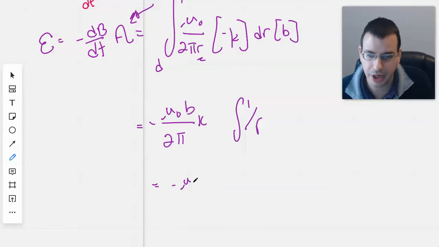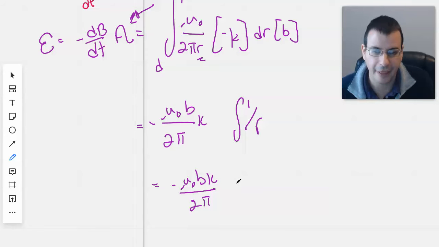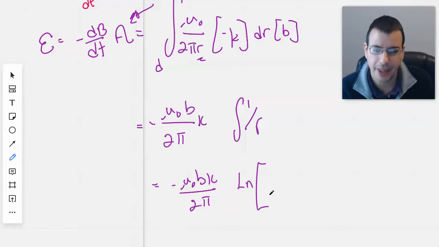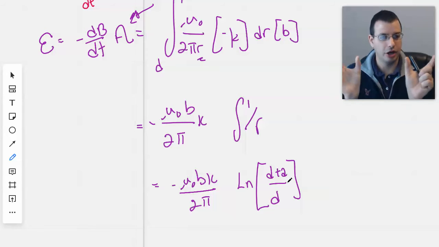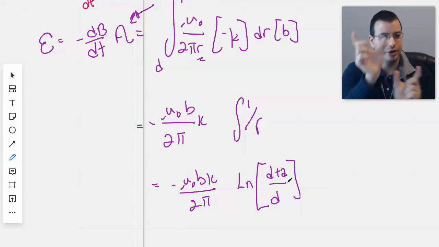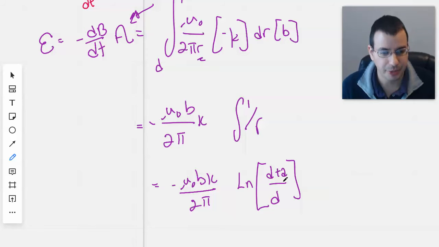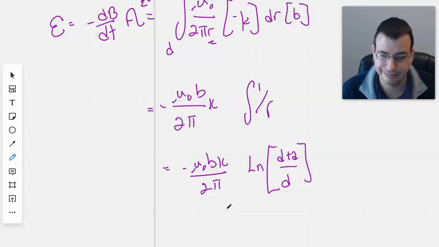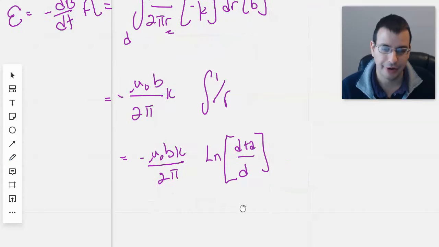equals negative mu naught I b k over 2 pi. And then the integral of 1 over r is natural log. And that will give us natural log of d plus a minus natural log of d. And normally, if you have two logs where one subtracts the other, you can then divide them like this. It's just a log rule. Yeah, have to know it.